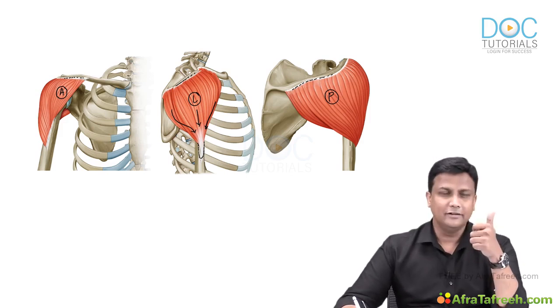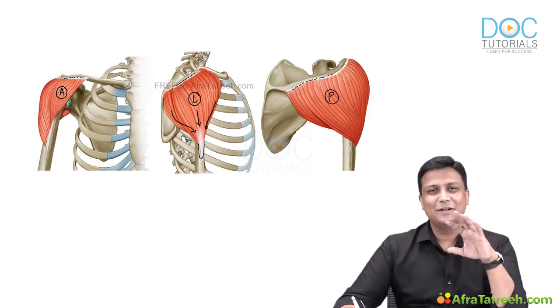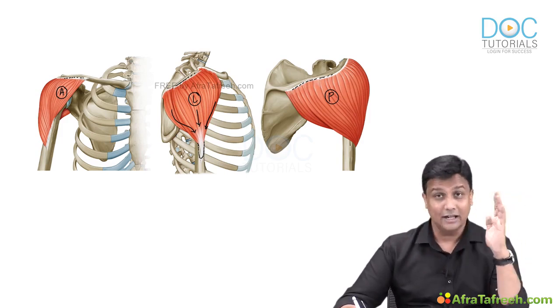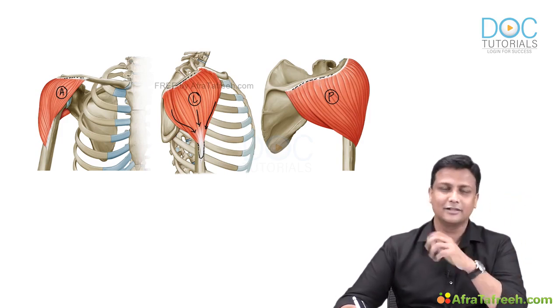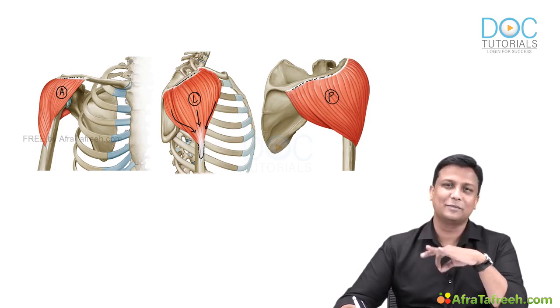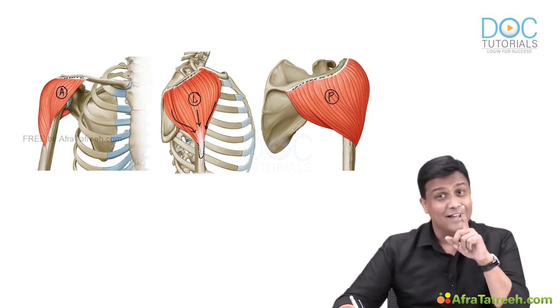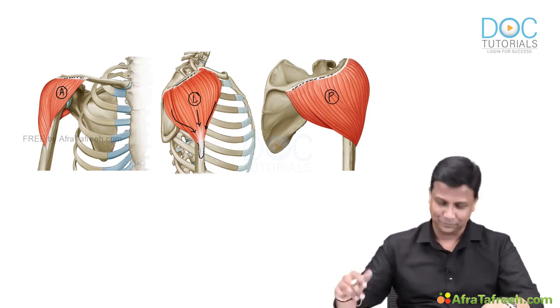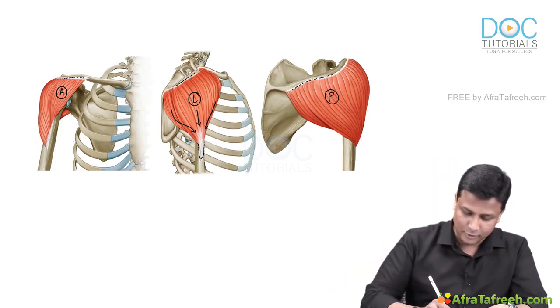So origin perfectly done, insertion done, nerve supply, my students are like experts. If you are following all my videos from the very beginning in sequence in the upper limb topic, guys, you are like experts in the nerve supply to deltoid. It is supplied by the axillary nerve, guys. So let us write down all the notes here.